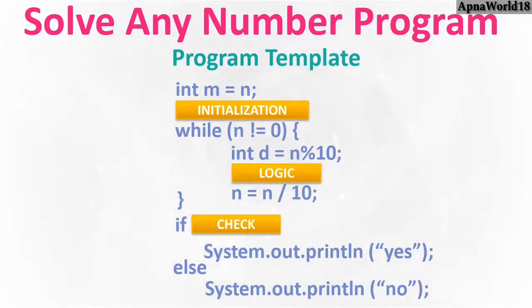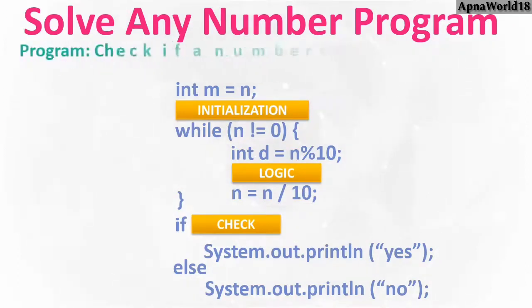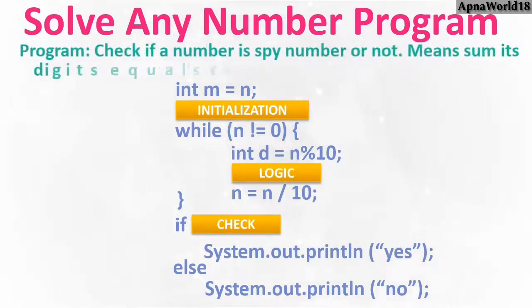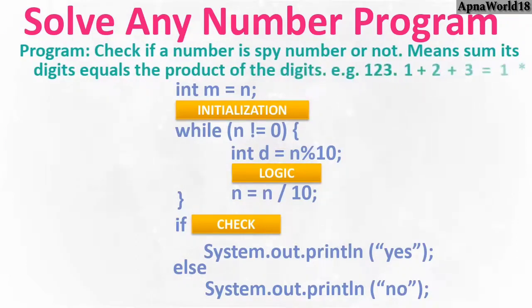Let's start with the SPI number. A number is said to be an SPI number if the sum of its digits equals the product of the digits. For example, the number 123. Its sum of digits is 6 and it is equal to the product of digits, which is also 6. So here we need to find two numbers, sum of digits and product of digits, and then compare them.